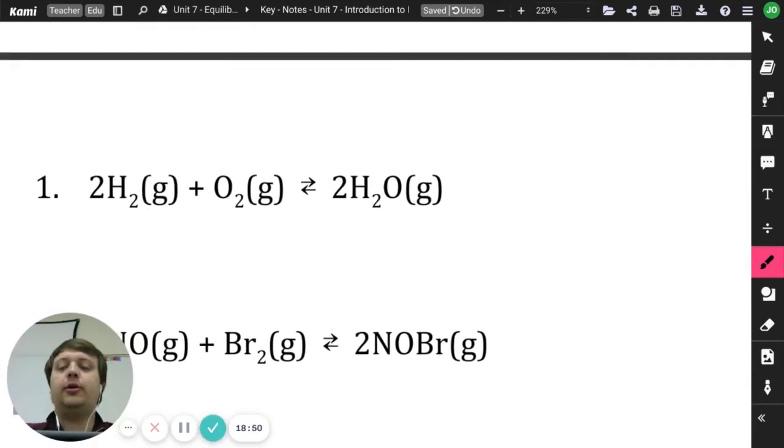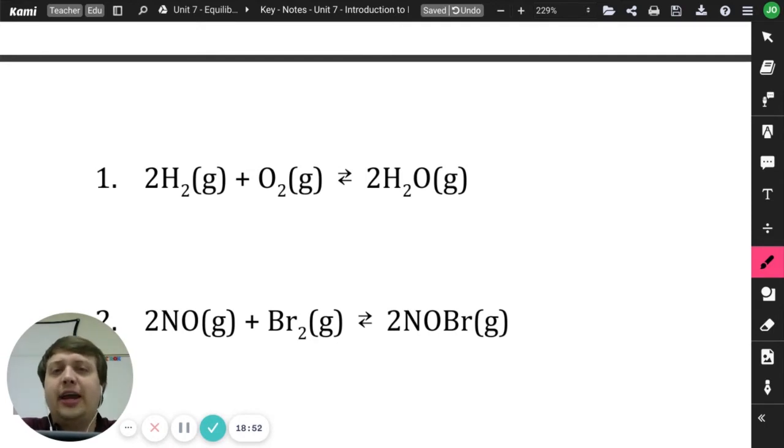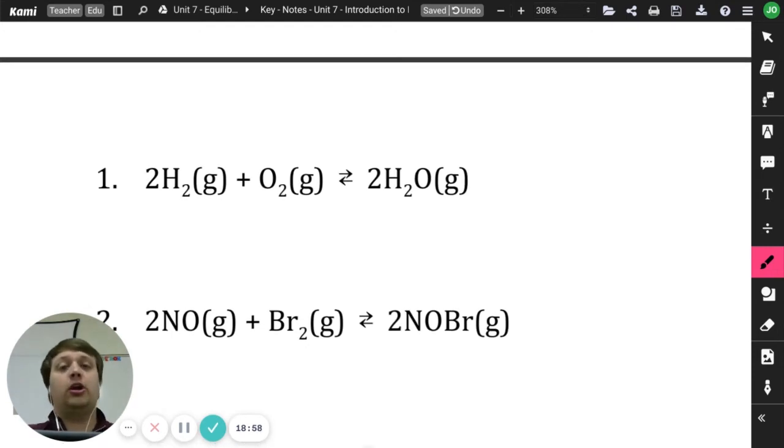So what I want y'all to do is take a second and pause your video and try to find the equilibrium constant equation that you would use for these two formulas. So pause your video, solve these two, and then we're going to go over them.